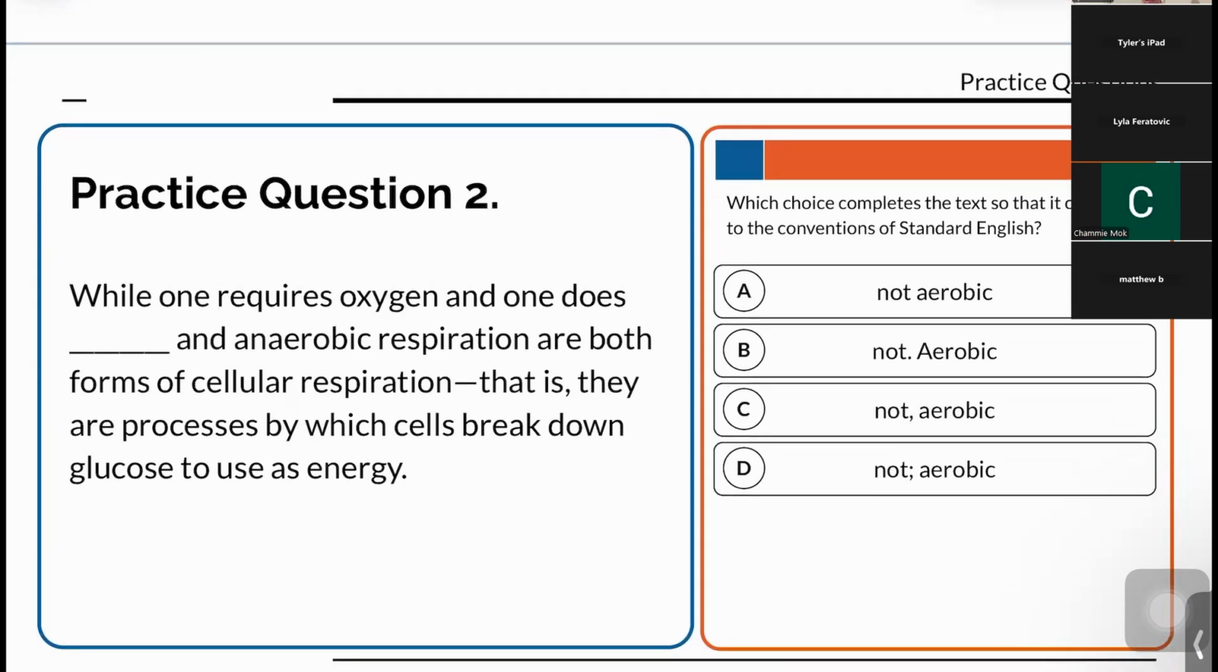So in this case, similar thought process. We're trying to figure out where are our independent clauses, where are our dependent clauses, what do we need to do about that? Okay. So we can start with everything before the blank, including what we would fill in the blank. Actually, I'll split this blank in half. So we have this first phrase, while one requires oxygen and one does, and we would fill in not.